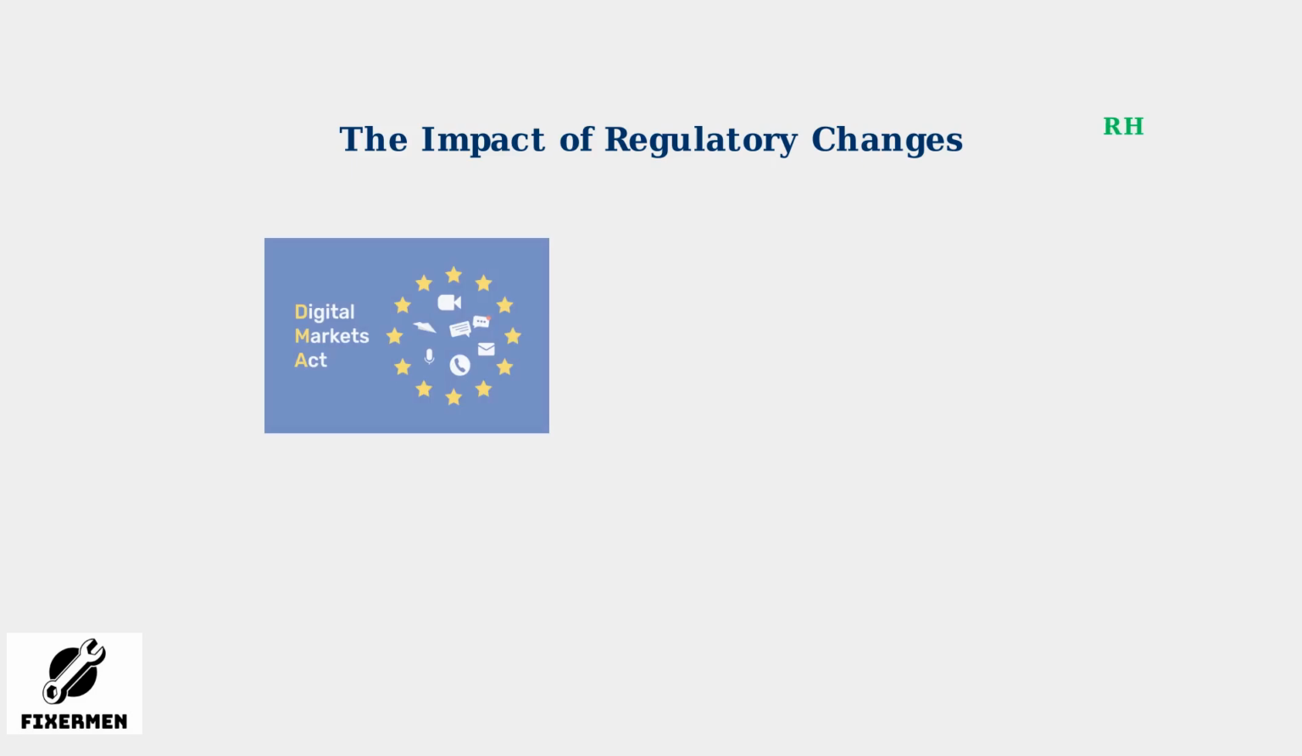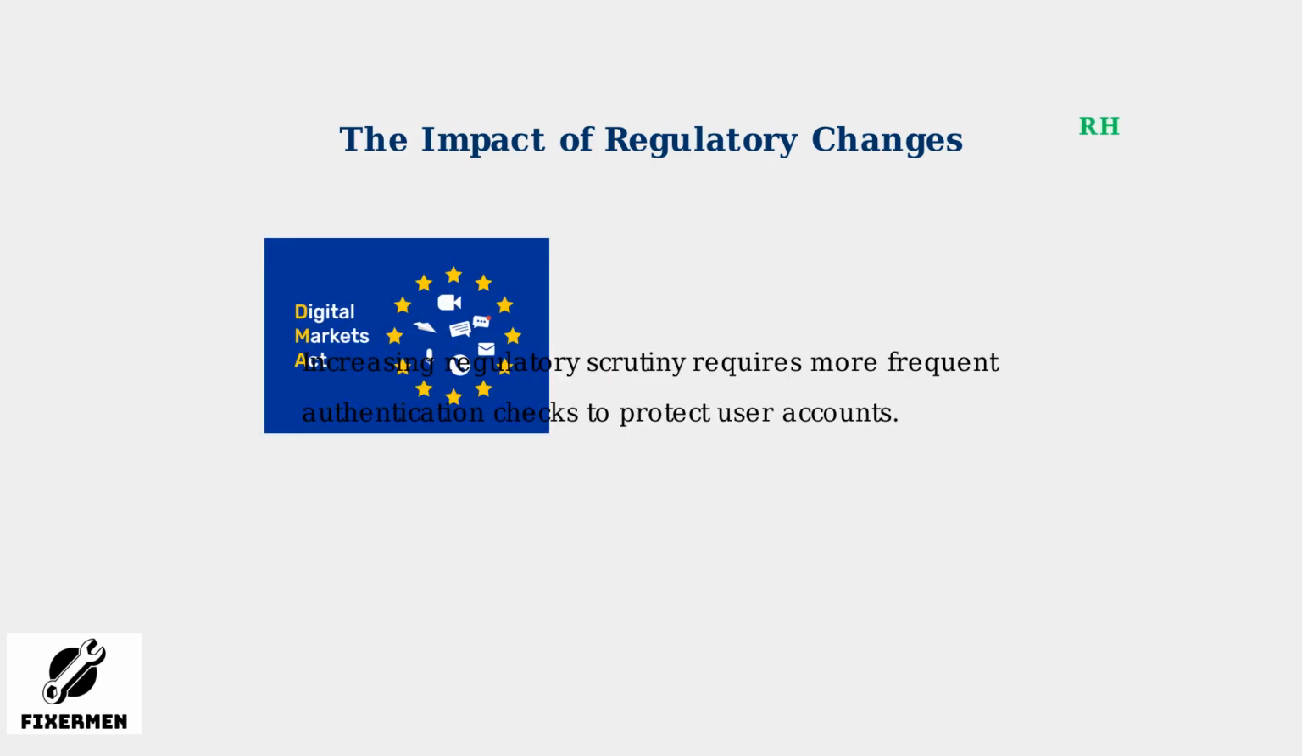Regulatory changes are significantly impacting how financial apps like Robinhood handle user authentication. As governments worldwide implement stricter security regulations, companies must enforce more frequent authentication checks. This means users might encounter 401 unauthorized errors more often, as the system requires re-verification of credentials to comply with laws designed to protect consumer data and prevent unauthorized access.